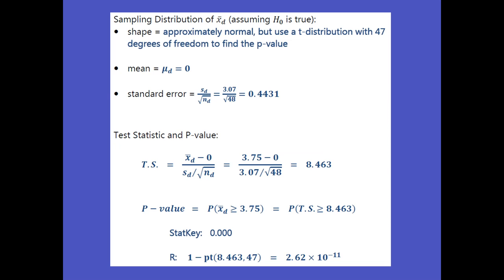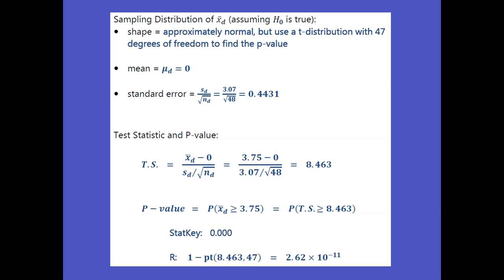The p-value would be the probability of getting an x bar sub d of at least the one that we got, at least 3.75, which would be the same thing as the probability of getting a test statistic of at least 8.463. Using StatKey, you get a p-value of 0. We'll see that on the next slide. The reason I put in the R computation of the p-value is to point out that the p-value isn't really 0. It's just 0 rounded to 3 places.